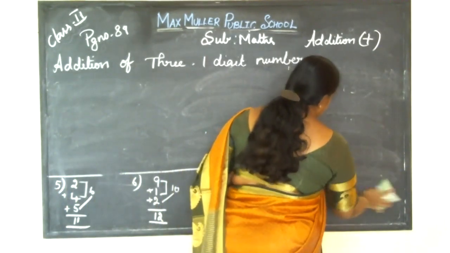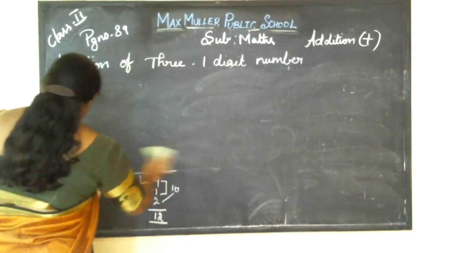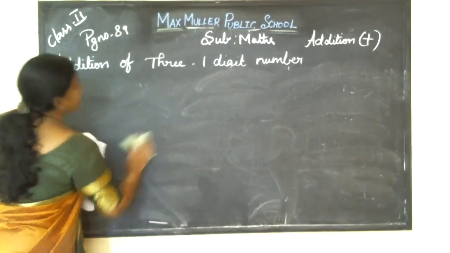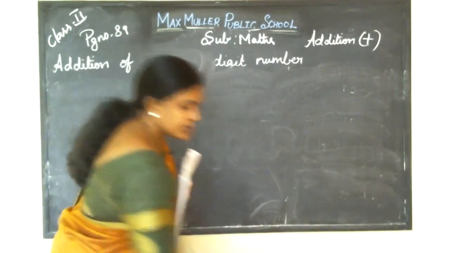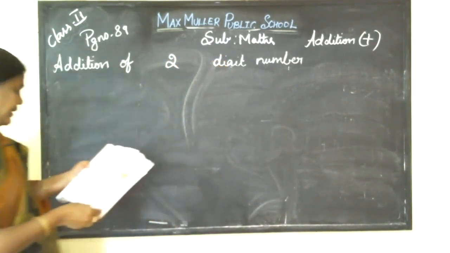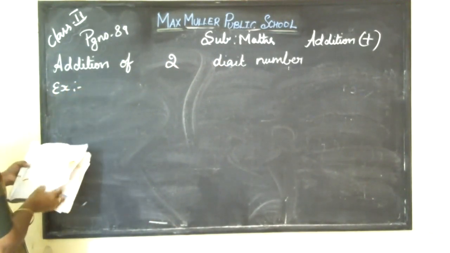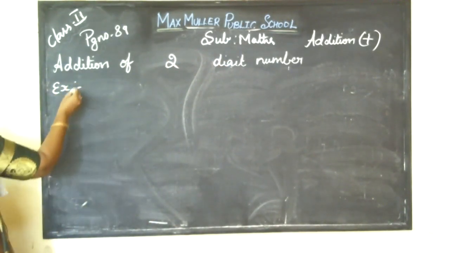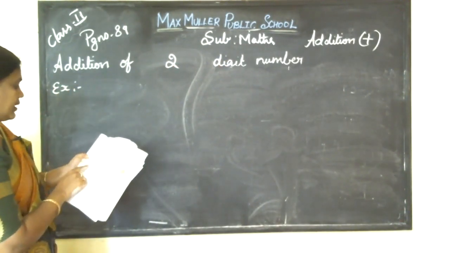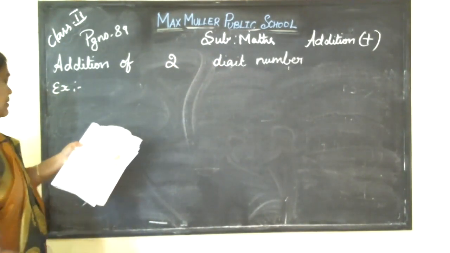Exercise number 3 we finished. Now addition of 2-digit numbers, in that page only, without carrying we are doing. Addition of 2-digit numbers. Page number 89, example sum first. See, in the last main, what we did, only single digit was there, children. Now in this main, we will do 2-digit numbers.